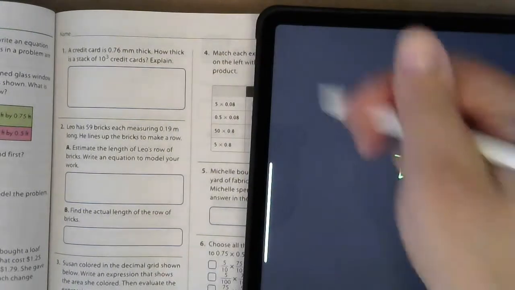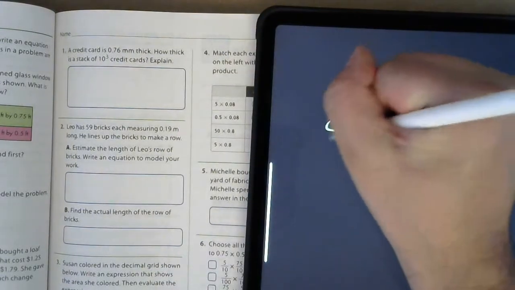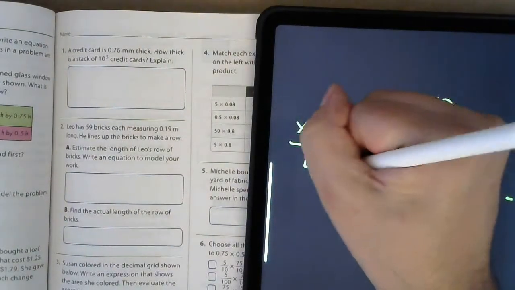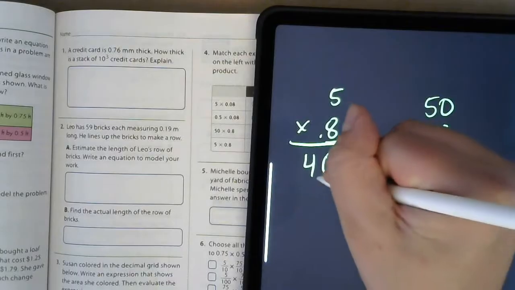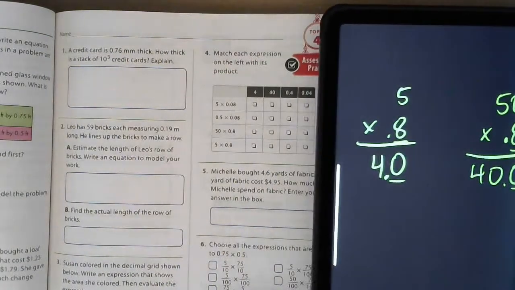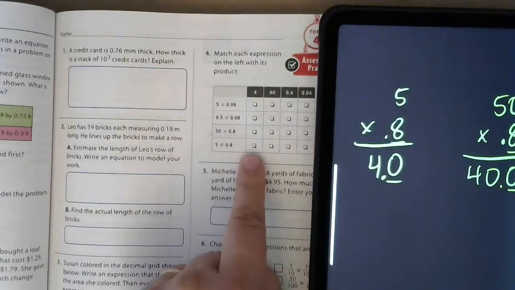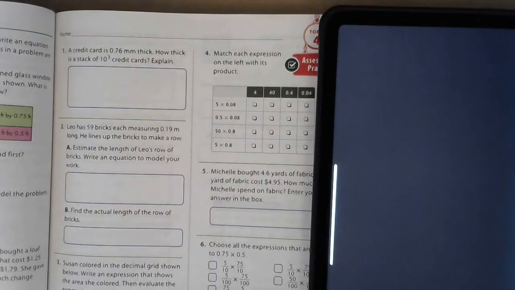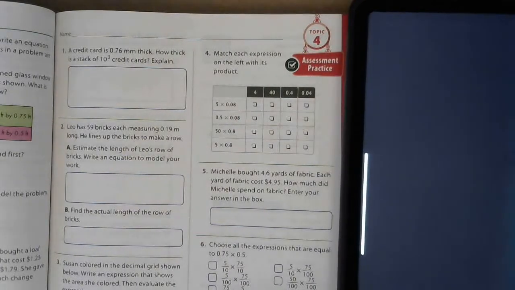Take a look at the next one. We have 5 times 8 tenths. So 5 times 8 is 40. I have 1 decimal place, 1 decimal. My answer here is 4.0, or 4 and 0 tenths. I can just call it 4, and there's my answer. So although this may look confusing with the grid, number 4 is actually one that we can all do pretty easily by just solving the problems.